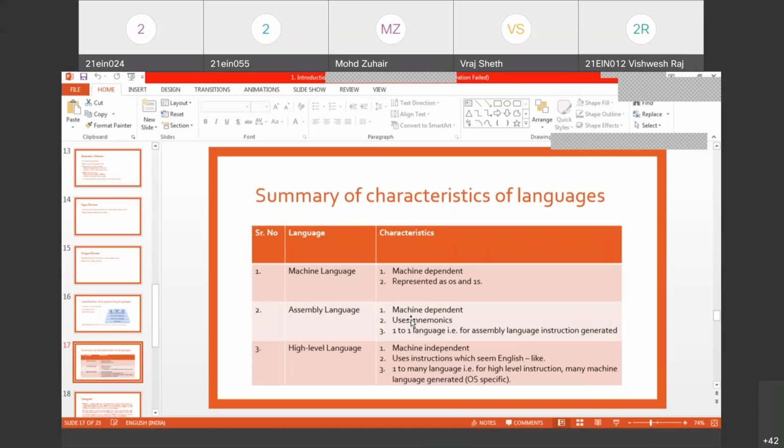Then we have high level languages, which are machine independent. They use expressions that look more familiar, like spoken language such as English. Like printf: printf itself says you are going to print something. Scanf itself says you are going to fetch something. But this is not the actual code. That code has to be converted using a compiler.